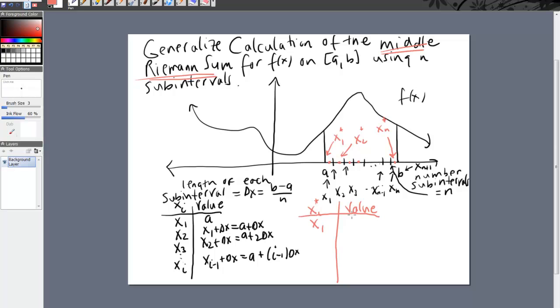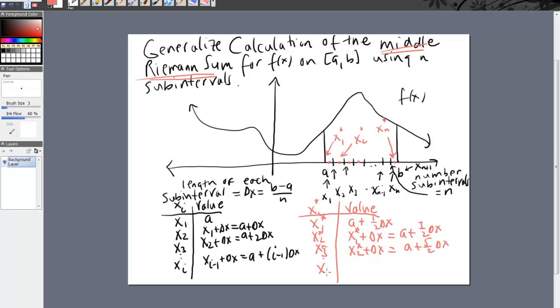So x sub 1 star is going to be A plus 1/2 delta x, because it's in the center of that interval. x sub 2 star is going to be x sub 1 star plus delta x, which could be shown to be A plus 3/2 delta x. x sub 3 star is x sub 2 star plus delta x, which is A plus 5/2 delta x. And we can continue this.